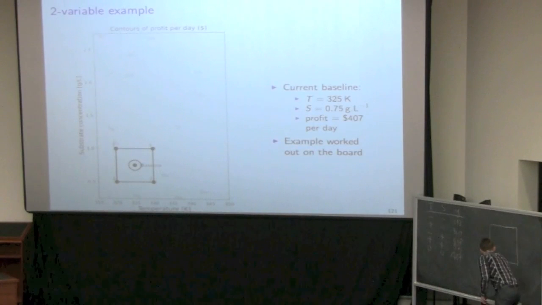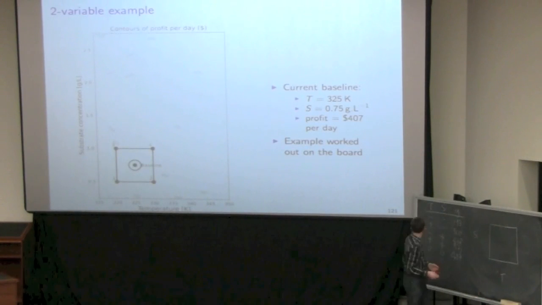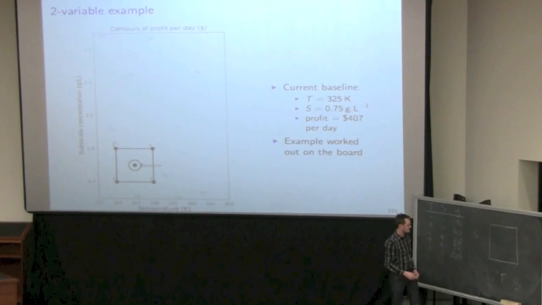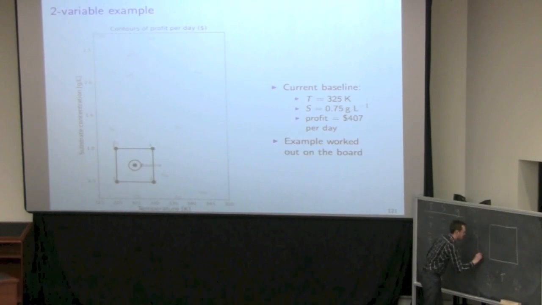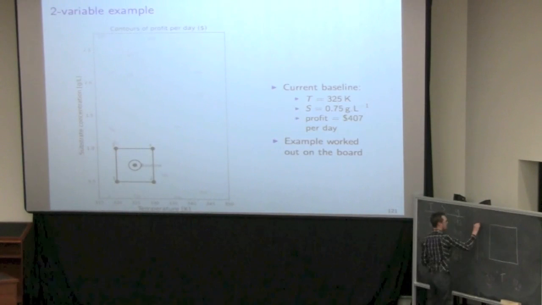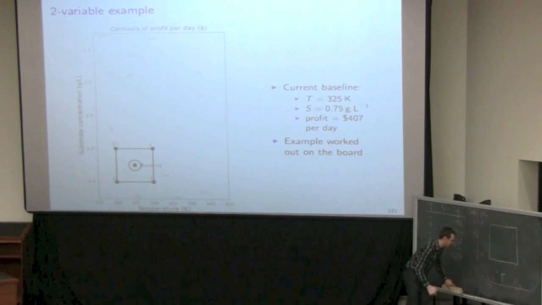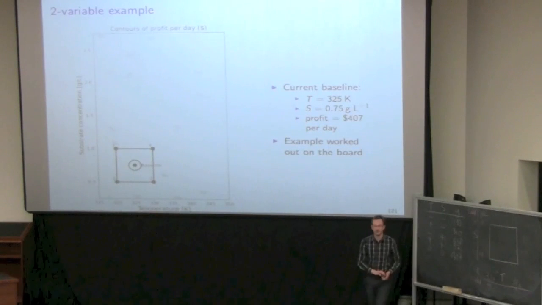So there's my Q-plot, and I'm writing temperature on the horizontal axis, substrate on the vertical axis. And we've got 320 and 330 over here corresponding to my low and high levels, and that's between minus 1 and plus 1. On my substrate axis, I've got minus 1 and plus 1, and in real world units, that corresponds to 0.5 and 1.0 grams per liter. So there's my coded units on the left, my real world units on the right. In this notation down here, I've got my real world units in Kelvin. My coded units correspond to minus 1 and plus 1.